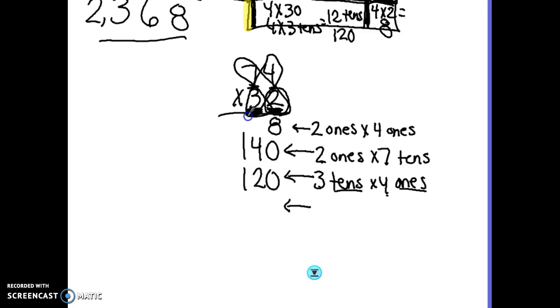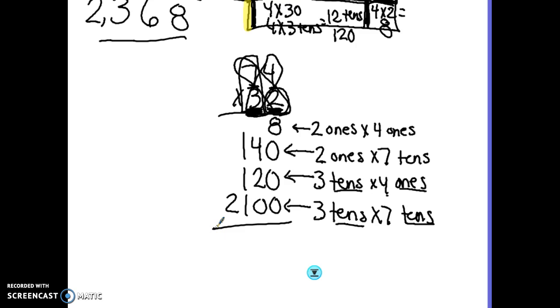And lastly, I'm still going to be there with that 3 in the tens place. And the last digit I need to multiply it by is right up here. It's a 7, and it's in the tens place. So I know 3 times 7 is 21. 10 times 10 is 100. And 21 times 100 is 2100. My last step, just like the area model, is to add up my partial products. And when I add those up, I get the same product.